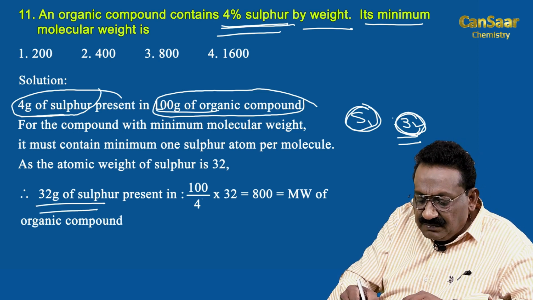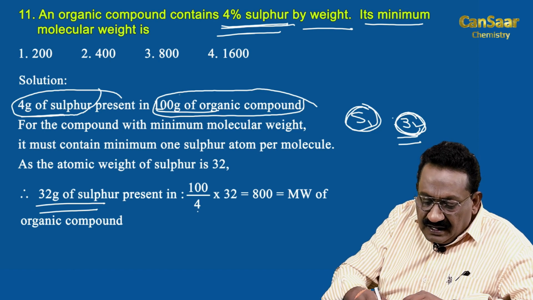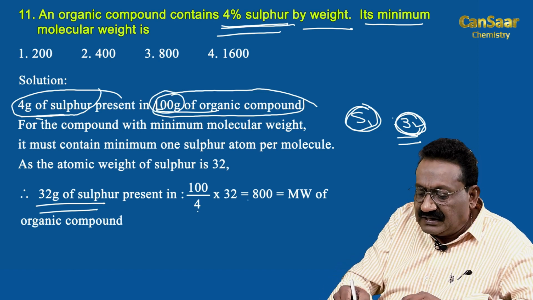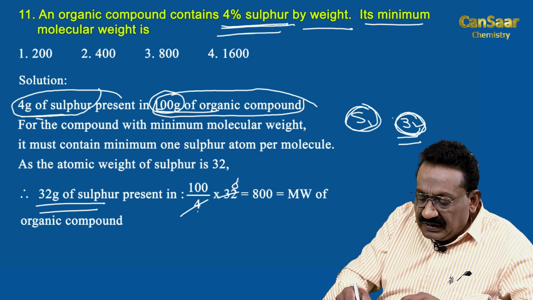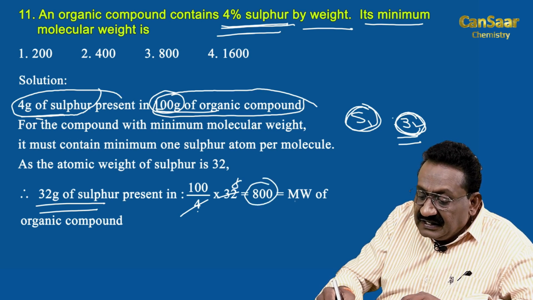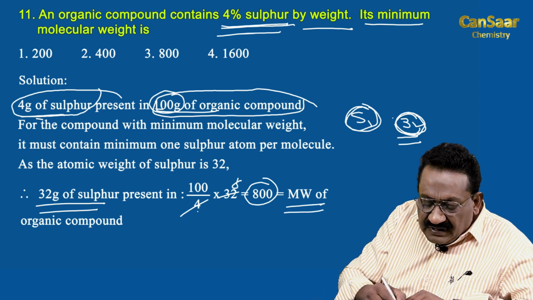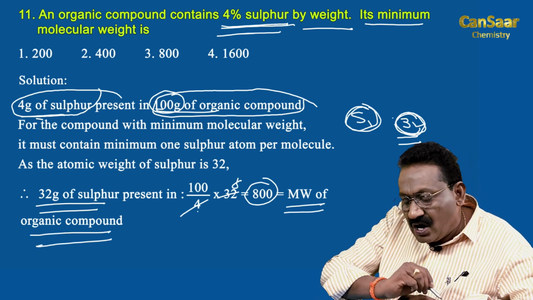So as 4 grams is present in 100 grams of organic compound, to have 32 grams of sulfur, 100 by 4 into 32. So 4 ones, 4 eights, 8 hundreds, 8 into 100, that is 800 is the minimum molecular weight of the given organic compound.